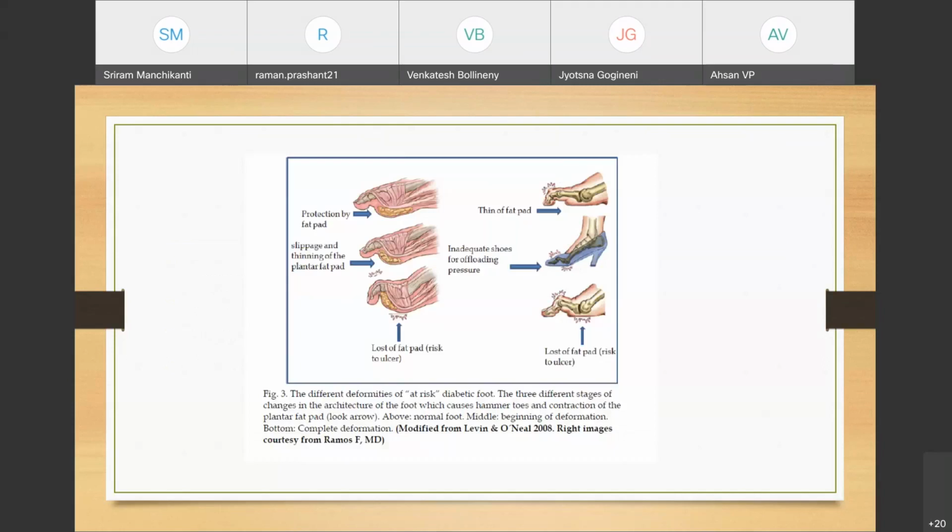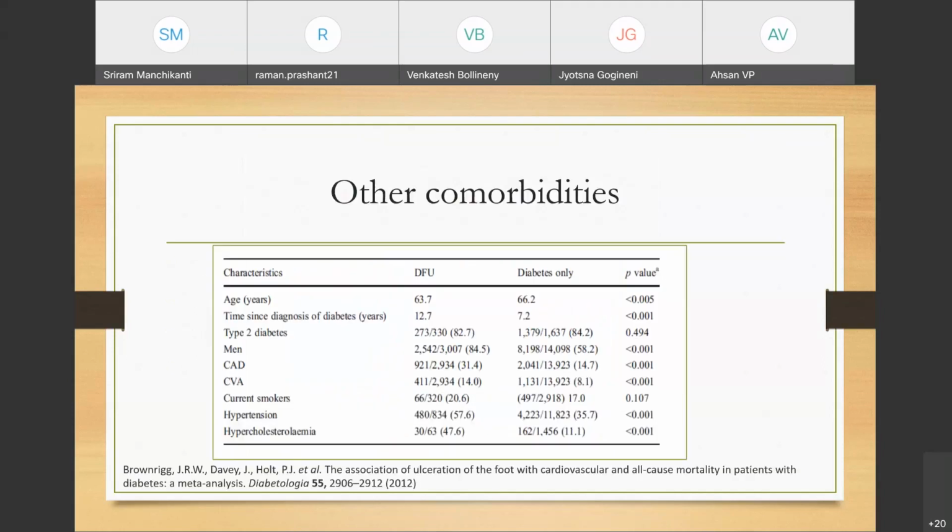There is also a loss of the protection of the fat pad due to thinning, due to the altered foot biomechanics. This results in the development of risk factors for the ulceration. Other comorbidities are very common in these patients. It was shown that patients with diabetic foot ulcers, compared to diabetes alone, had a statistically significant higher incidence of hypertension, hypercholesterolemia, CAD, and CVA. And it was more commonly seen in men, as is the most common incidence in our case.